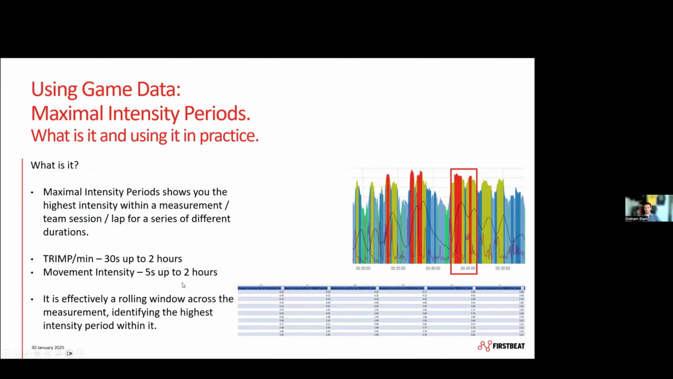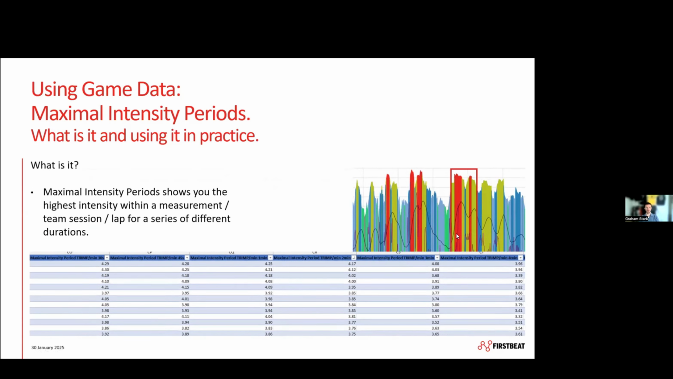That then all gets put into the data export feature. So you can see all of the different time values are exported into the data export. This is just a small snapshot, but you get values like this for each individual from your game, your lap, your whole measurement, whatever analysis periods you've chosen.